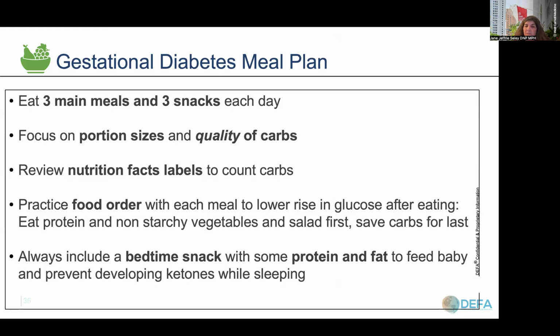Practice the food order with each meal to lower that rise in glucose. So eat the protein and non-starchy vegetables first and salad. Save the carbs for last. And always include a bedtime snack with some protein and fat to feed the baby and prevent developing ketones while sleeping.